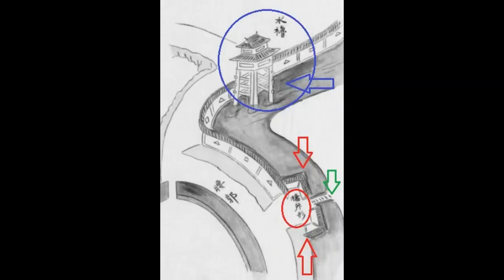Here we have a good example of the water watchtower. The water is in blue, so I've circled it in blue with a blue arrow pointing to it. That watchtower is actually built in the water. So you can see there is a fortified wall and then there is liquid water. Whether it's a natural river or a dug moat, either way, the tower is in the water.